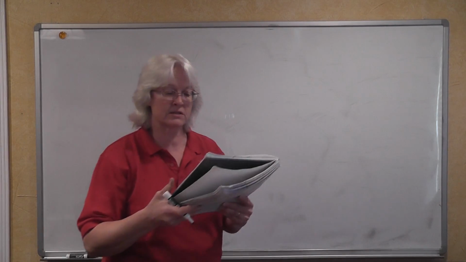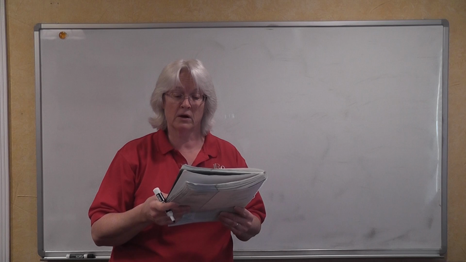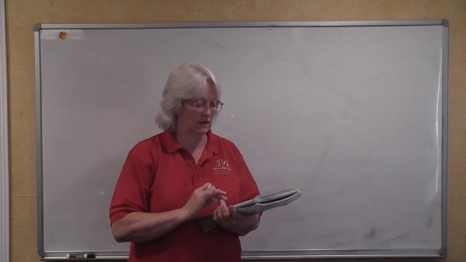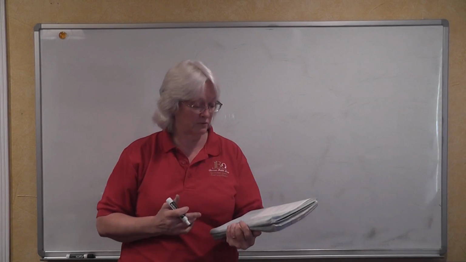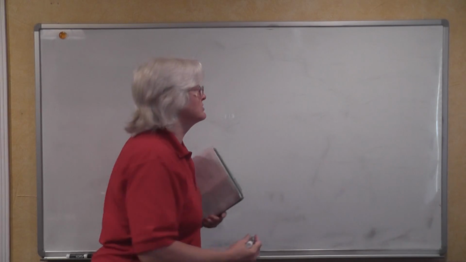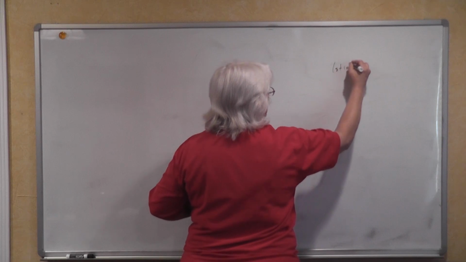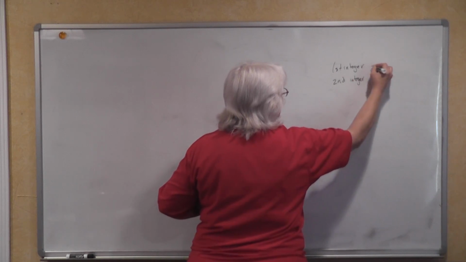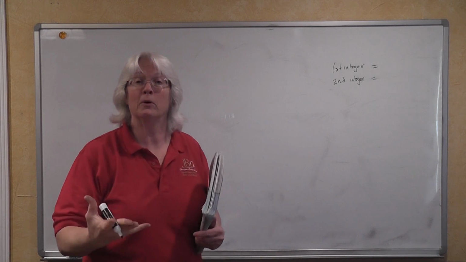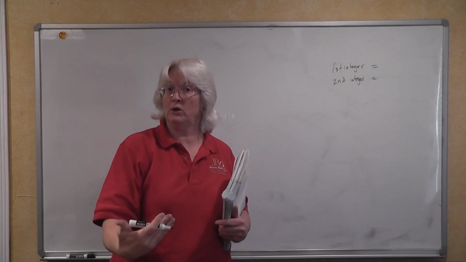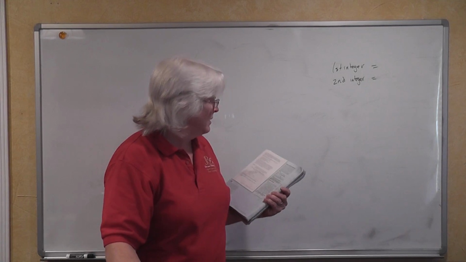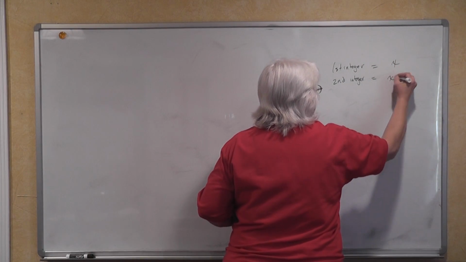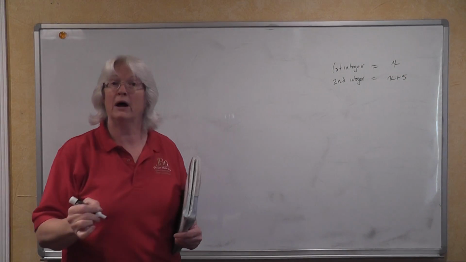We have a problem here, and it says one integer is 5 more than another integer, and the sum of the squares of the integers is 193. Find the integers. This is an additional problem from the teacher's guide. So we're trying to find two integers, the first integer and the second integer, and we're going to need to come up with a variable that we'll be able to use to create a formula. So what do we have? One integer is 5 more than the other integer. Okay, the first integer is x, the second integer is 5 more, so we have x plus 5. We have now defined our unknowns.